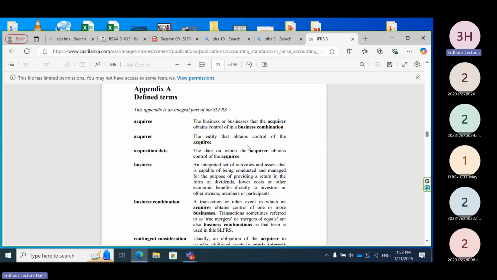So at which point do we have to do the goodwill calculation? Acquisition date.